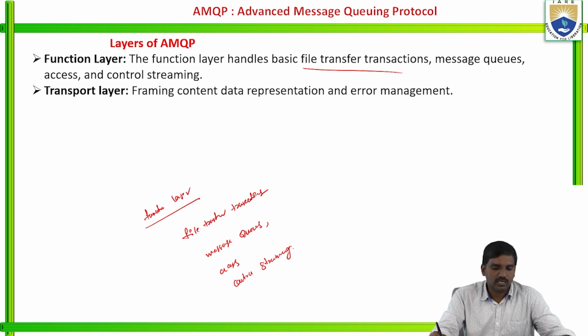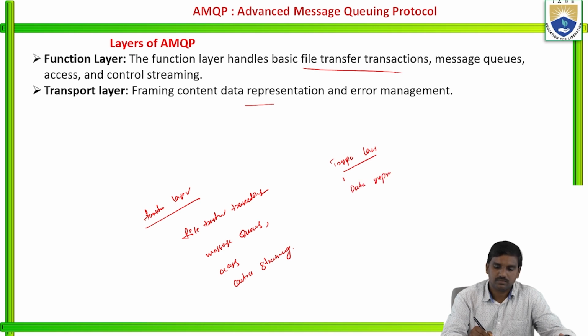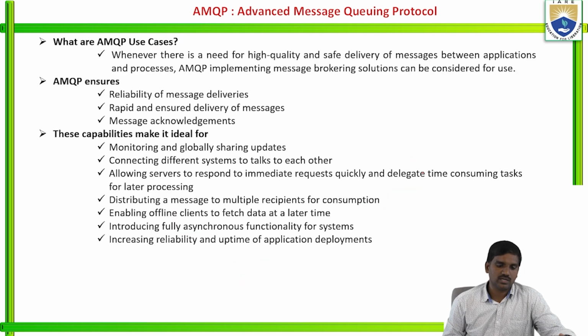The transport layer handles framing, content, data representation, and error management. So the transport layer covers content, data representation, and error management. So these are the two layers of AMQP.